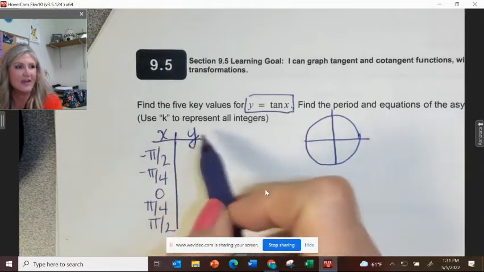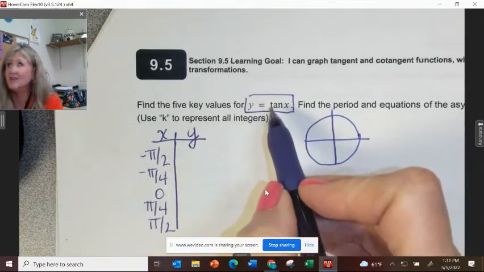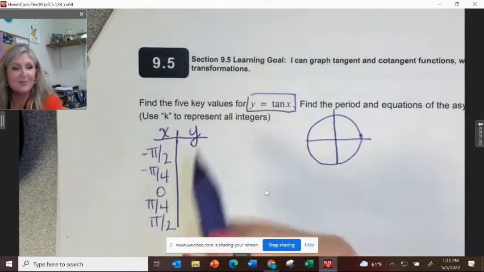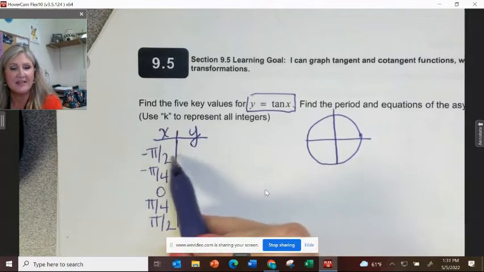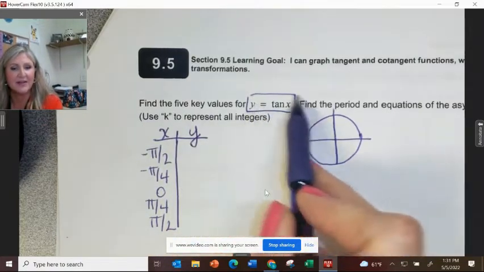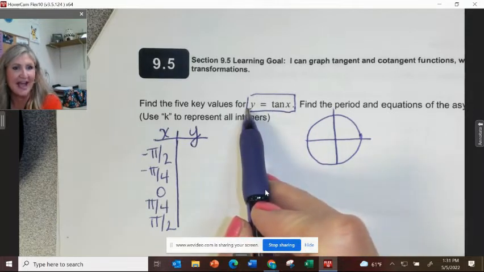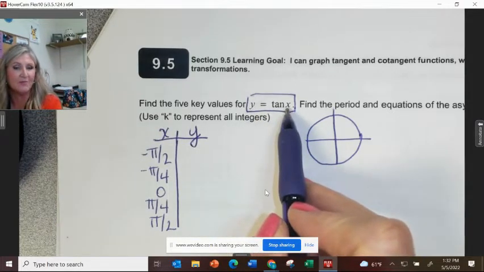Remember that x and y can represent anything. But in this case, x is going to represent an angle and y is going to represent the output when we put in that angle.